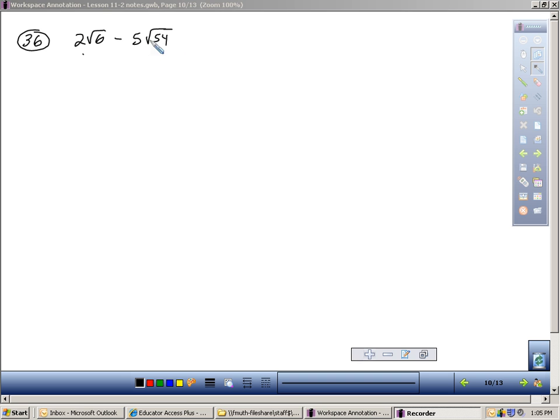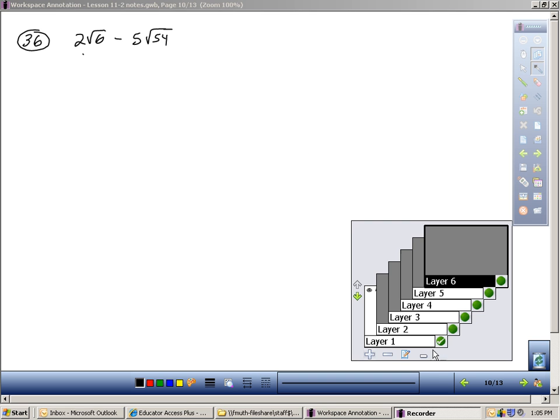Well, actually you can, because remember, the square root of 54 is a radical that is not simplified. There is a perfect square that goes into 54. And when I think about that, 9 times 6 is 54. So I still have 2 square root of 6 minus 5, but the square root of 54 can be broken into square root of 9, square root of 6.